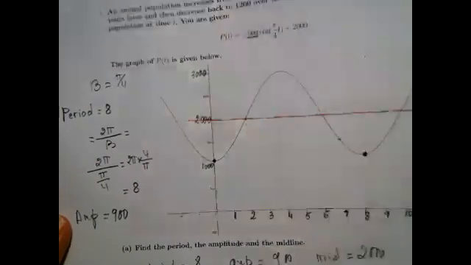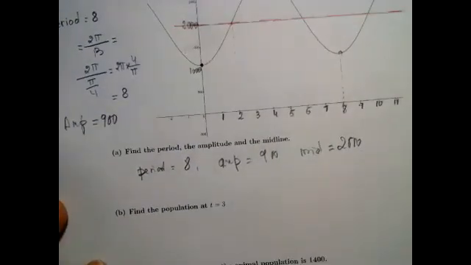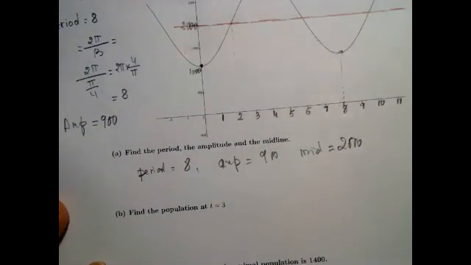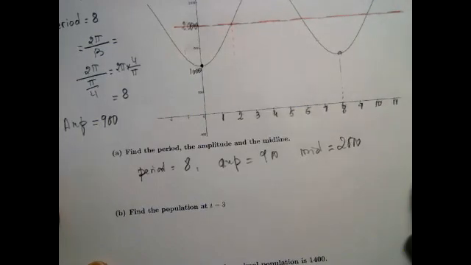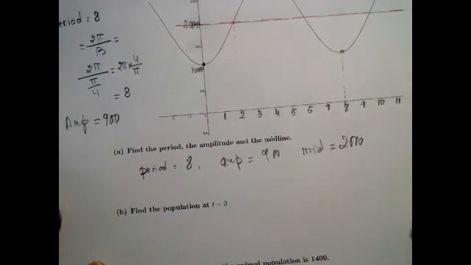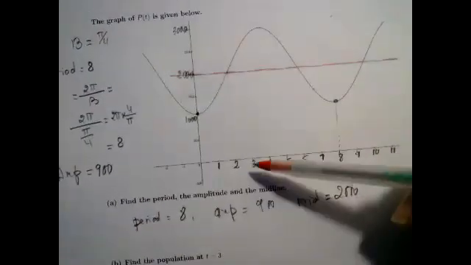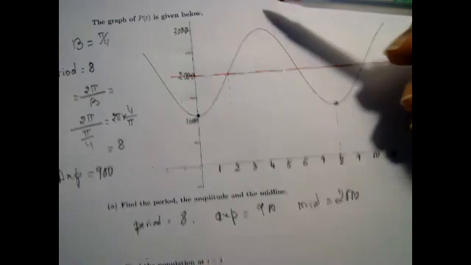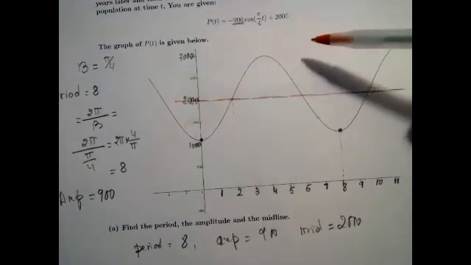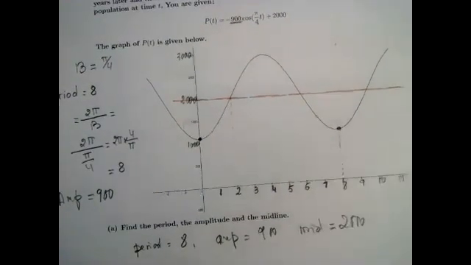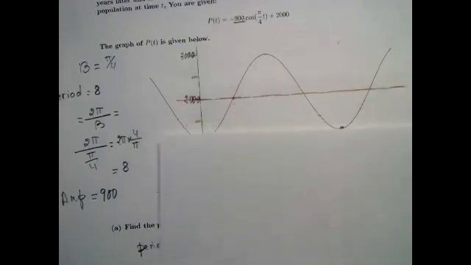The next question is the following. Find the population at t equal to 3. Okay, find the population at t equal to 3. So it means if t is equal to 3, what's the population? You have a formula for it. Give me the population at t equal to 3. What am I asking here?